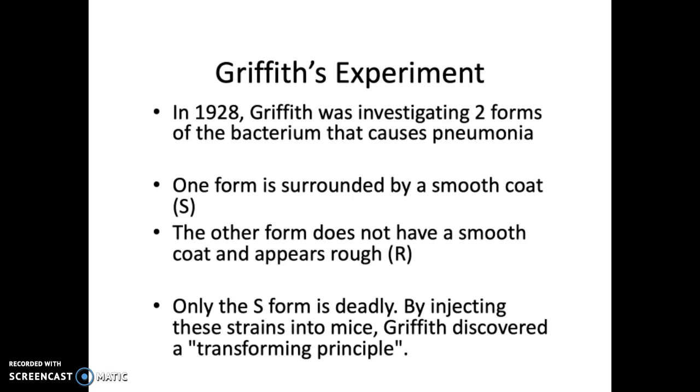At first, Griffith was experimenting with two different types of bacteria that cause pneumonia, smooth versus rough. By the way, these are not on the notes. This is just for your information. Only the S form is deadly. By injecting the strains into mice, Griffith discovered what he called the transforming principle.